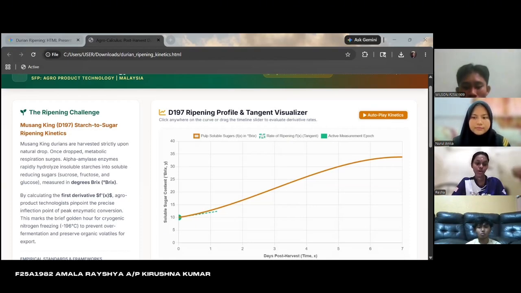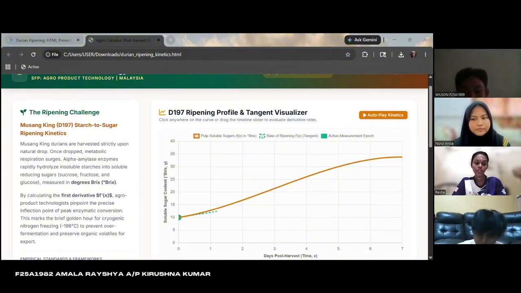Let me explain what is degree Brix. A degree Brix is a unit of measurement used to quantify the amount of dissolved solids, primarily sugar, in a liquid. One degree Brix equals 1 gram of sucrose per 100 grams of solution, which translates to 1%.